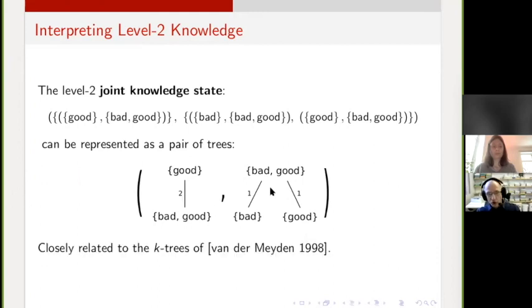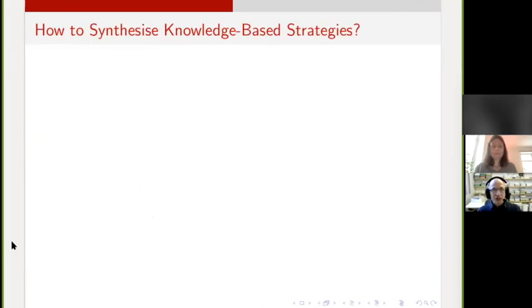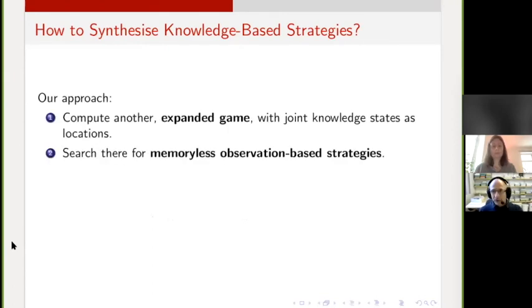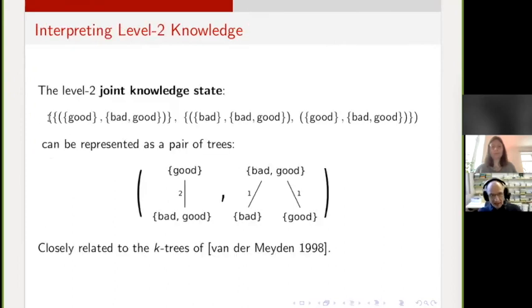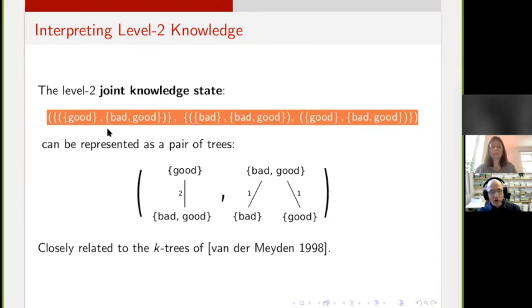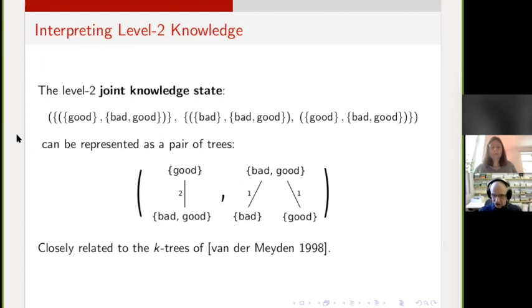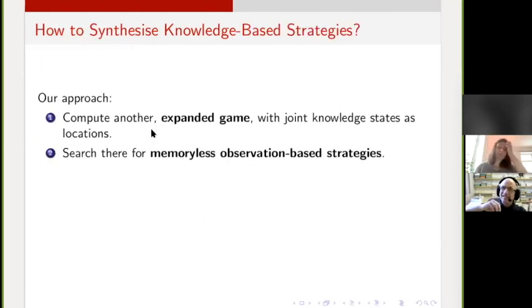So, this notion of knowledge trees is closely related to the notion of K-trees, introduced by van der Meijden a while ago. So then the question arises, how shall we synthesize knowledge-based strategies? And here our approach is the following. We will compute from the game that we have another game where the locations of that game will be joint knowledge states. Okay, so there will be states of this type. So in the second level expansion of the game, the locations will have as content such structures, joint knowledge states. Okay, and in this expanded game, we will only be looking for memory-less strategies.